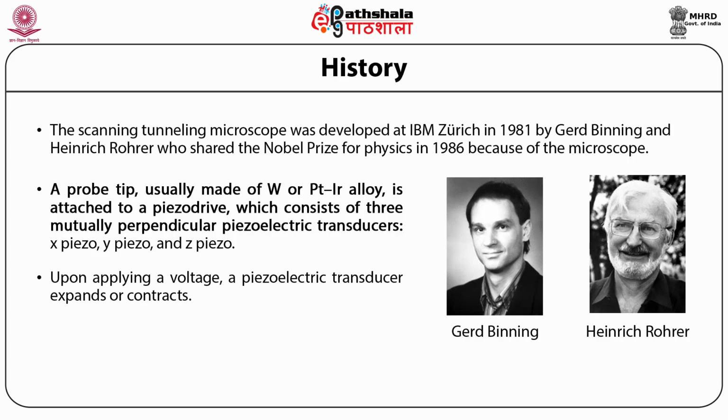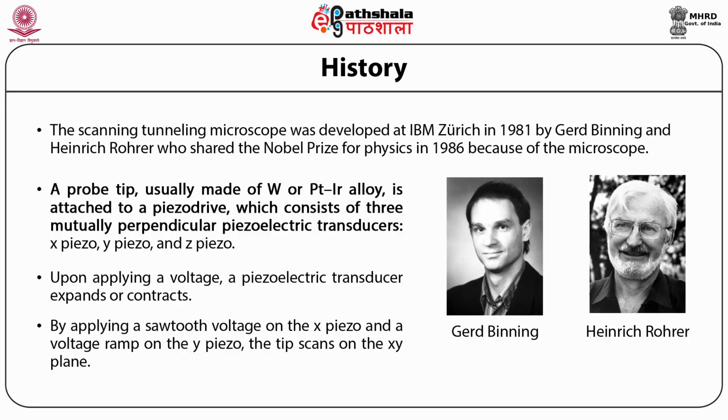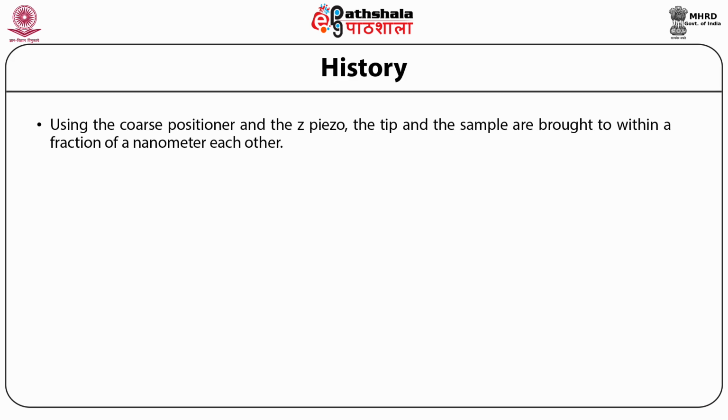Upon applying a voltage, a piezoelectric transducer expands or contracts. So by applying a sawtooth voltage on the X piezo and a voltage ramp on the Y piezo, the tip scans on the XY plane. Using the coarse positioner and the Z piezo, the tip and the sample are brought to within a fraction of a nanometer of each other.